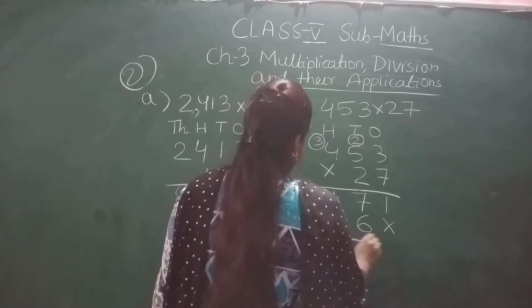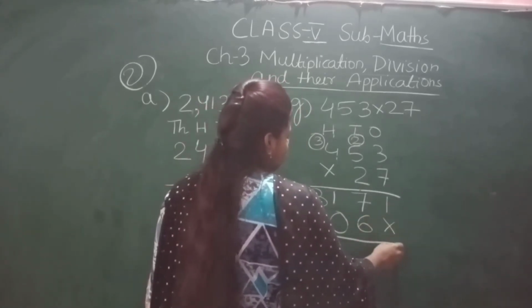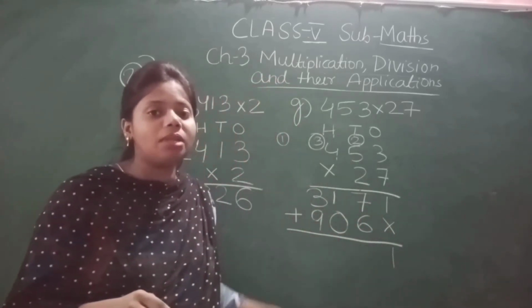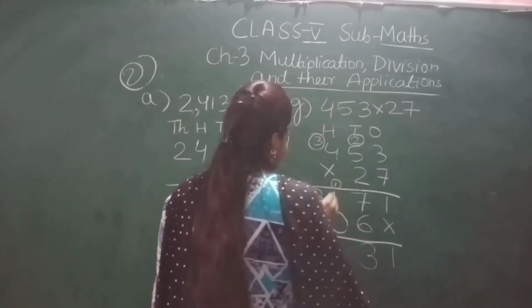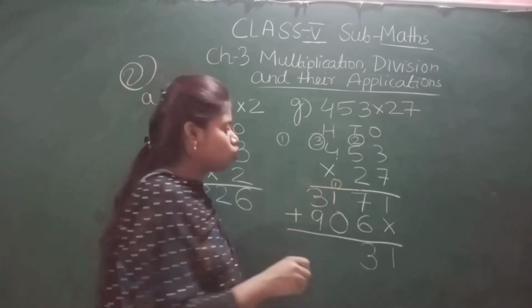Now what will we do? We will add. Here nothing is there, so 1. Now 7 plus 6. So 7 plus 6 is how much? 13. 3 we will write here, 1 will give as carry. 1 plus 0 is 1. 1 plus 1 is again 2.